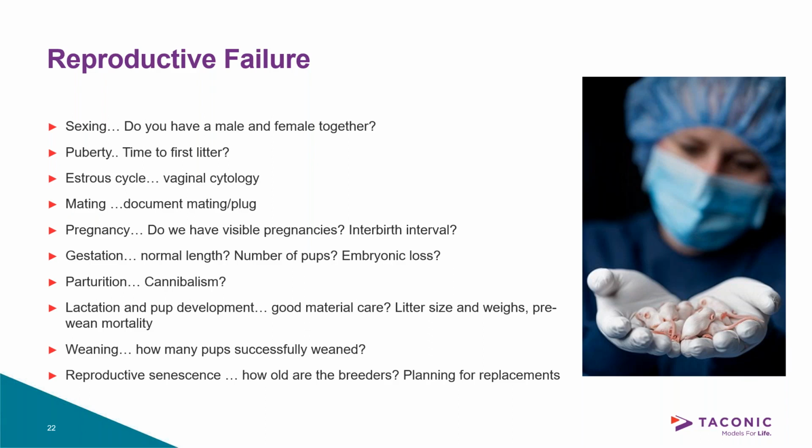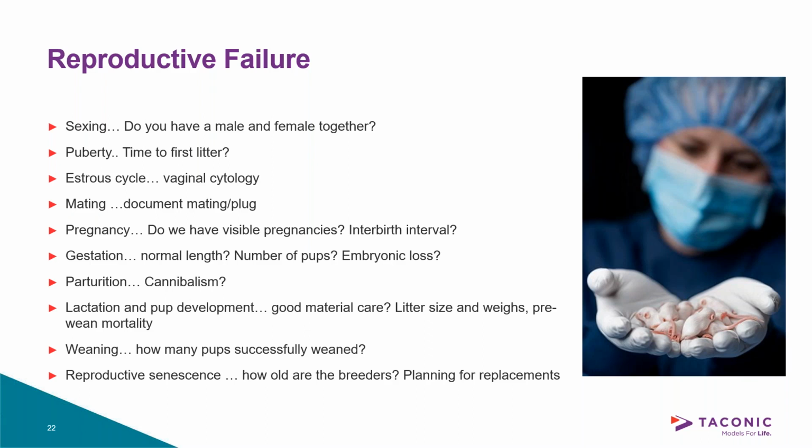Surprisingly, sexing is a great place to start. So please make sure that you have a male and female together in that cage. It might seem trivial to do, but it has happened before where researchers are wondering why they don't have pups and somebody had placed two females together.